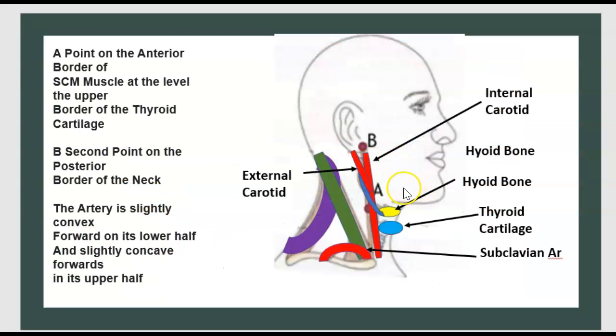A, a point on the anterior border of the sternocleidomastoid muscle at the level of the upper border of the thyroid cartilage. B, second point on the posterior border of the neck. The artery is slightly convex forward in its lower half, and slightly concave forward in its upper half.